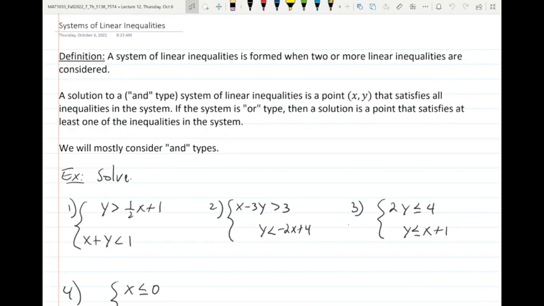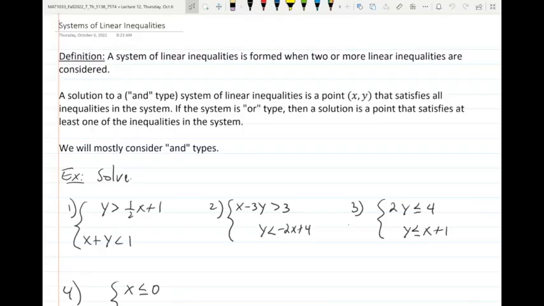Of linear inequalities. Again, what's a system of linear inequalities? It's just when you have two or more inequalities together and you want to solve them at the same time. Okay? So just like what we're doing with system of equations. Now, there are two types. For example, here, if you look at example number one, there are two linear inequalities in two variables.